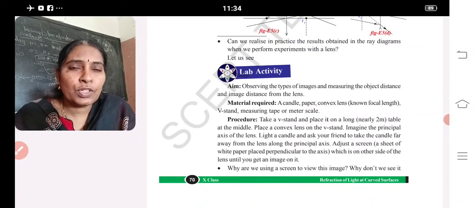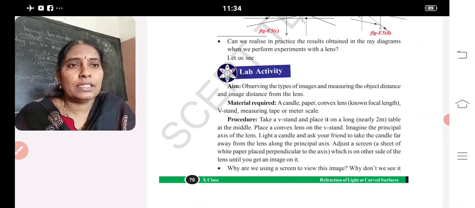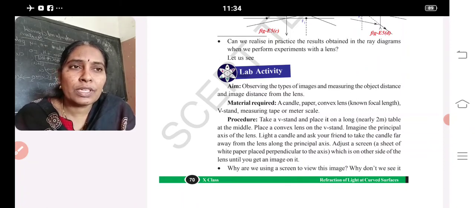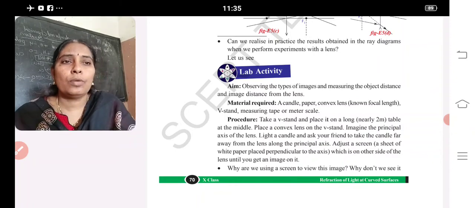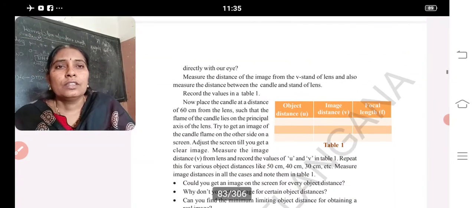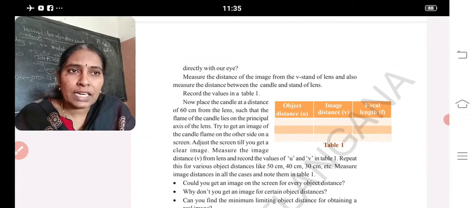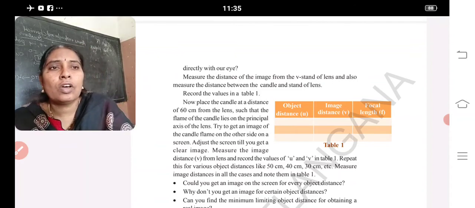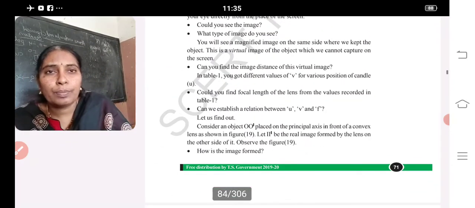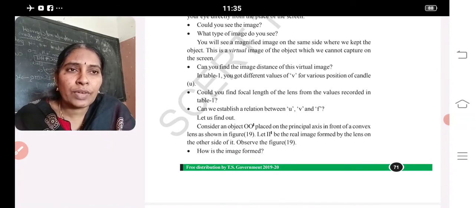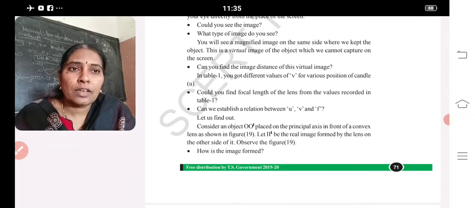Next, lab activity. Observing the types of images and measuring the object distance and image distance from the lens. How will we get the different types of images? By changing the object distance. Measure the distance of the image from the V stand of a lens and also measure the distance between the candle and the stand of a lens. Already we discussed placing it on a V stand and finding the different types of images. So by using that, object distance is U, image distance is V and focal length is F. Can you find the relation between U, V and F?